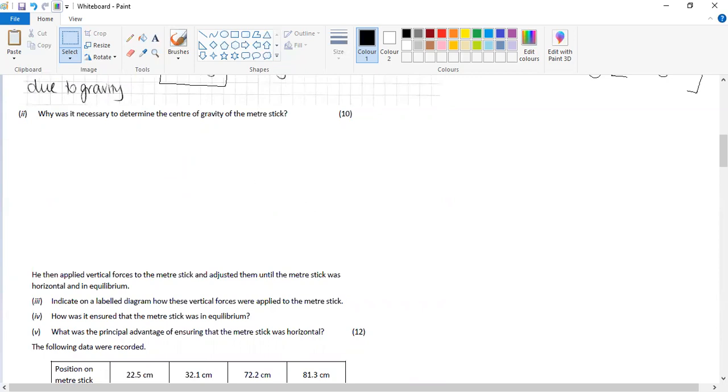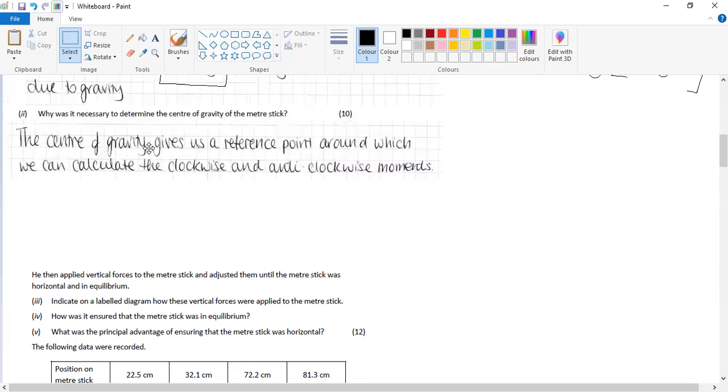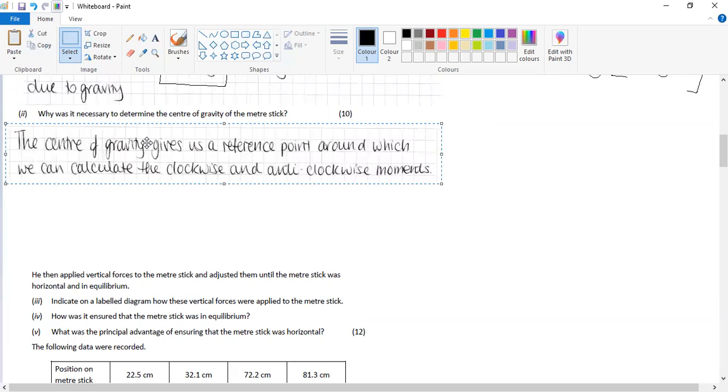So I have a sample answer for that, and I'm going to just stick it in, but I'll just make sure it's clear as well before we move on, okay? It's not the longest answer ever, which is nice. And it's a handy one, okay? So it's something to remember. It's really just a reference point. You could get really tangled in this one, but it's just to give us something to have our calculations all based around, okay? So here we go. This is the sample answer I gave for that one. The center of gravity gives us a reference point around which we can calculate the clockwise and anti-clockwise moments.